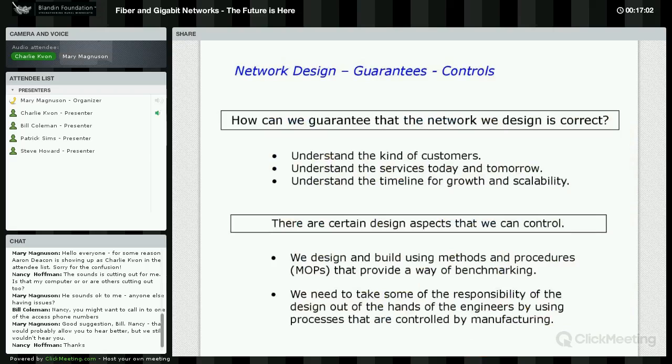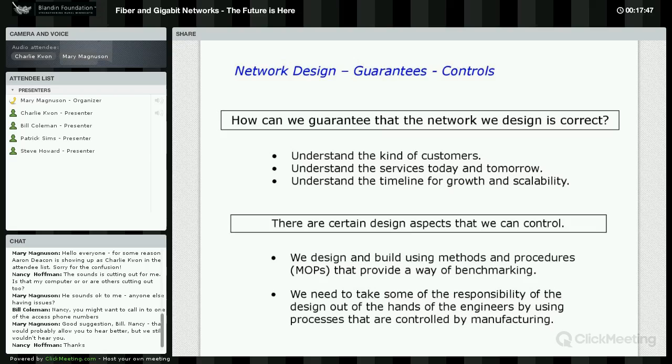So my conclusion slide here is quite simply, how can we guarantee that the network design that we're doing is the correct design? Again, the three bottoms are very easy to understand. Understand the kind of customers that we have, the service that we're providing today, but more importantly, what are we going to be using these services for tomorrow? We know that things like telemedicine are just around the corner. It's in a lot of areas today where we're doing remote locations where we don't have a doctor, but we may have a clinician that is out there that's tied directly to a medical clinic of some type.